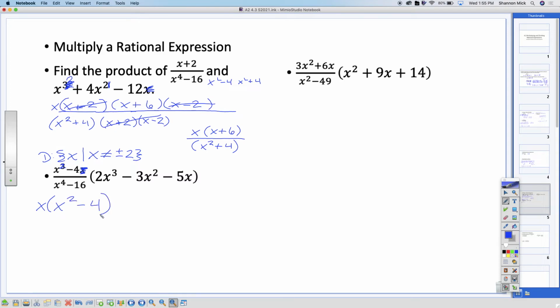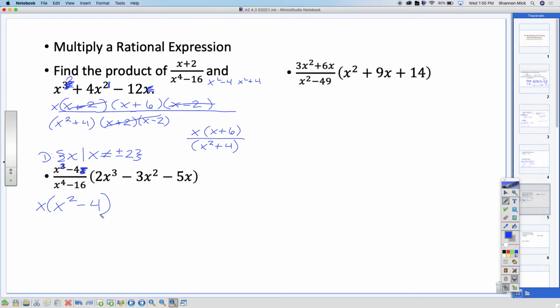Not always the best thing to keep going, because I can keep factoring that, yes? Well, yeah, but what is the bottom going to factor to? x squared minus 4 and x squared plus 4. Right, so it's going to have the x squared minus 4 in it, right? Yeah. And if I kept going with the numerator, I'd have to keep going with the denominator, and we like to save time, right?